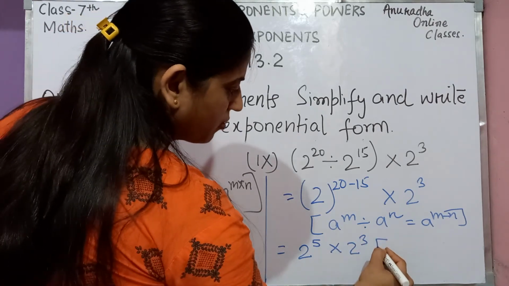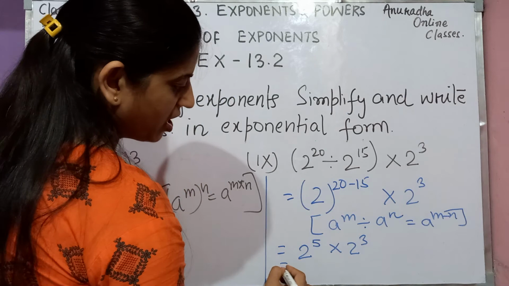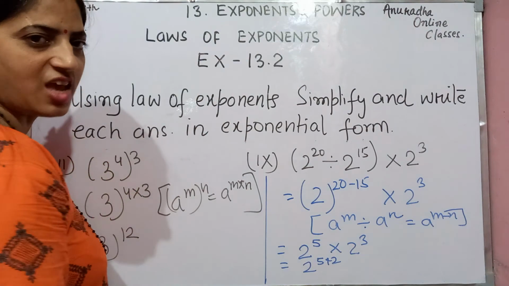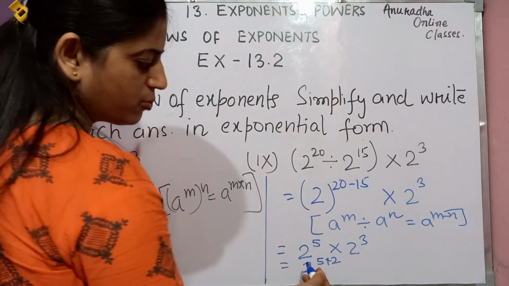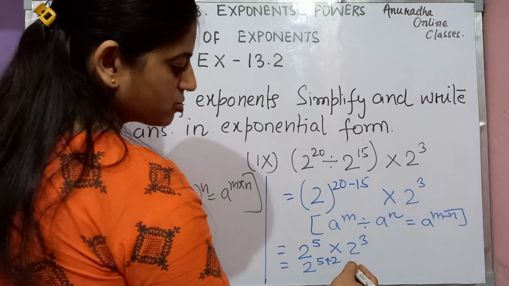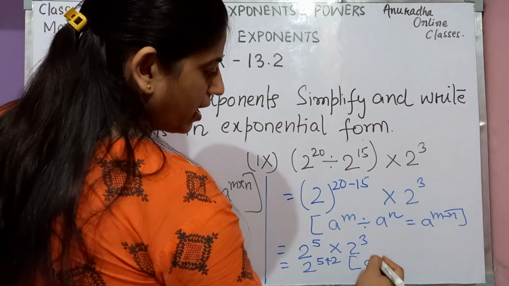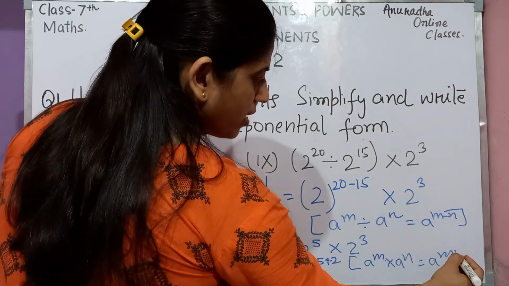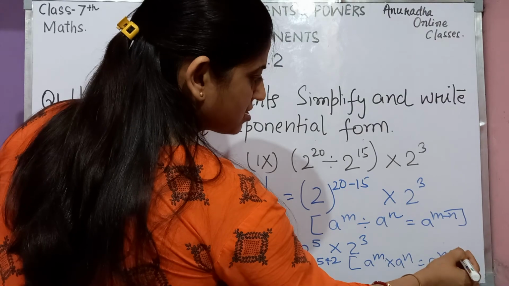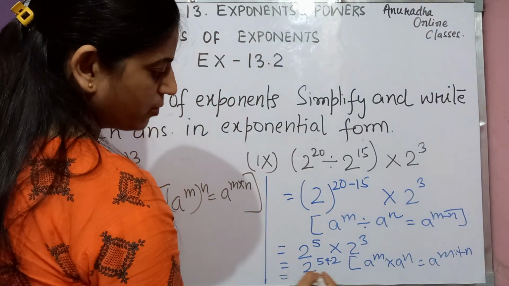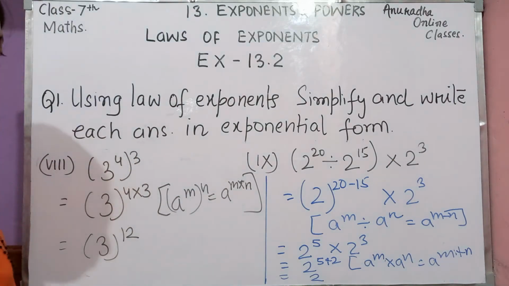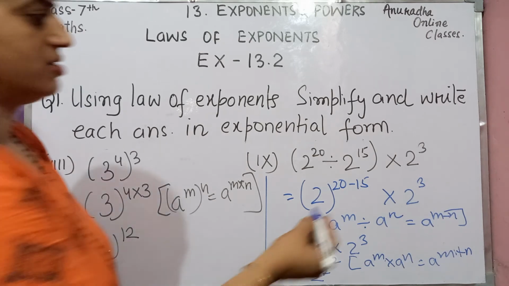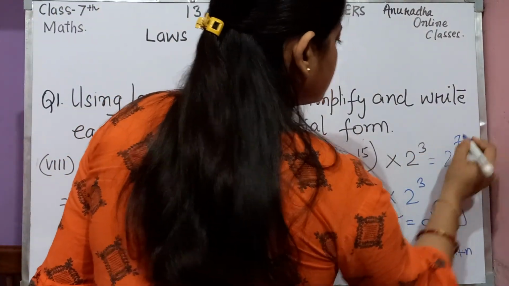Now which identity we are going to use? See, in the next step we are going to use 5 plus 3. Why? Because bases are same. So if powers are different, what we are doing is addition. We will add these powers by using which law? A raised to the power m into a raised to the power n, that is equal to a raised to the power m plus n, not m into n, m plus n. Okay, that is equal to 2 raised to the power what? 7. So what is our answer? 2 raised to the power 7. Its answer is 2 raised to the power 7.